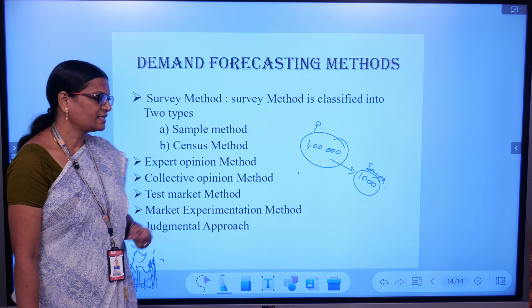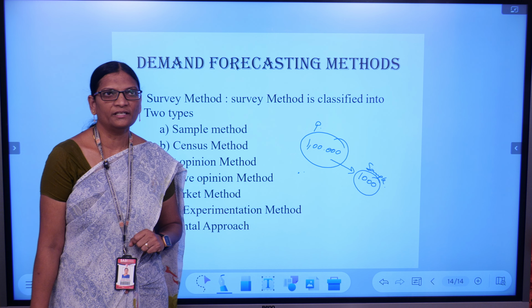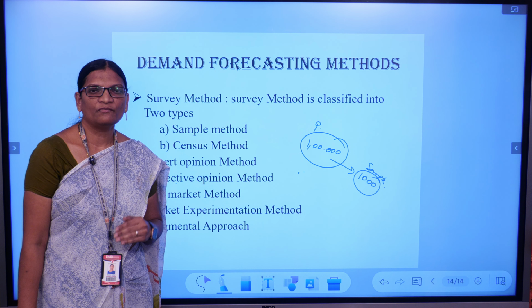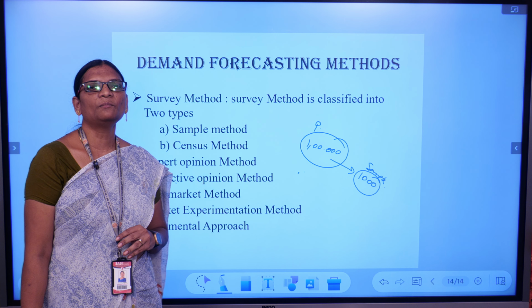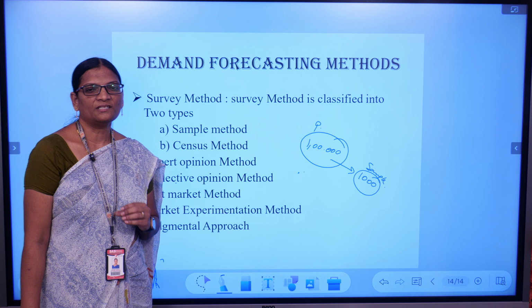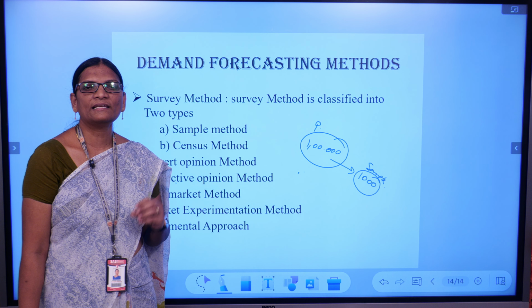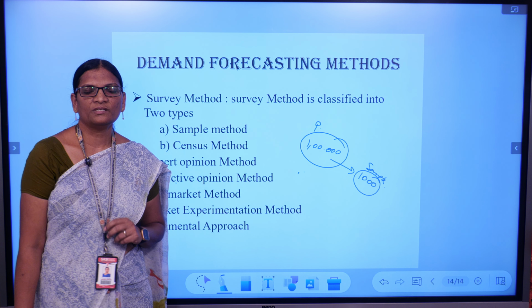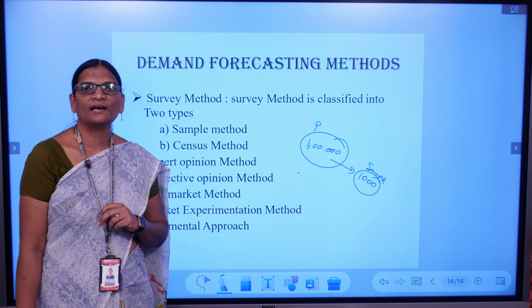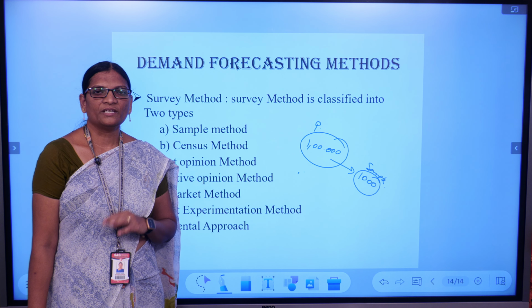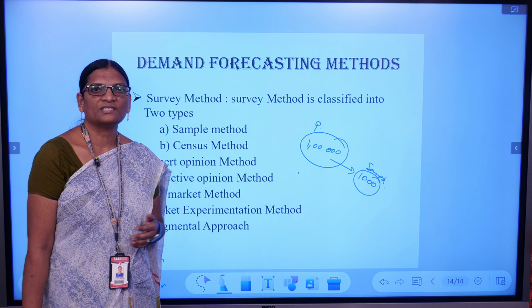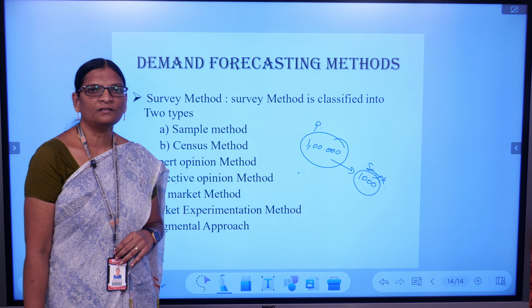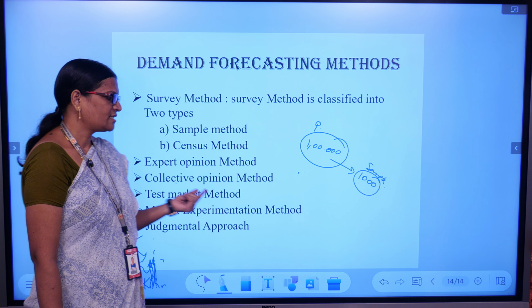Next method is test market method. In this method, before producing the actual volumes of the product, the company may produce sample sachets or sample products, and release those products in the market. By observing the sales and usage of that particular product, they collect the feedback from the customers. Based on those feedbacks and those sales, they will plan their actual production activities in the organization. That is called test market method.